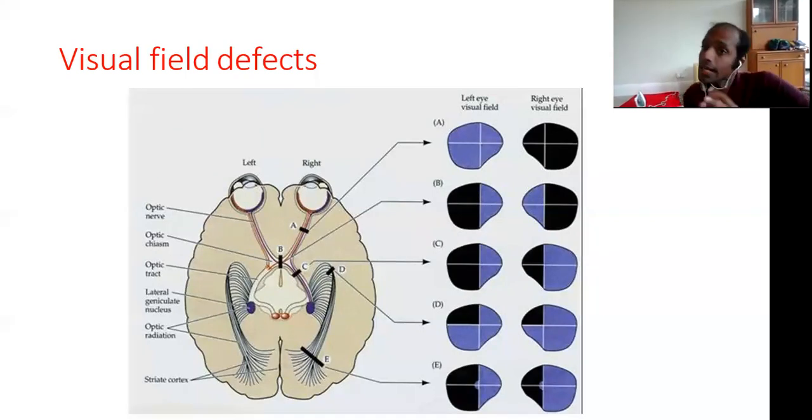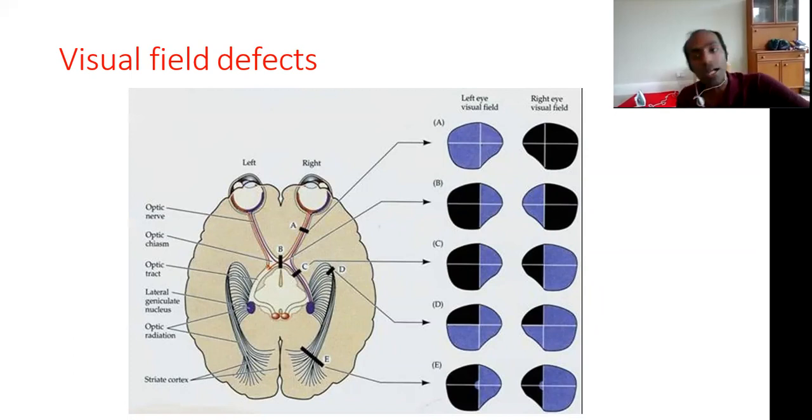A tumor is different. A tumor doesn't have vascular orientation. It destroys the whole occipital cortex. In that instance, the macula will be involved. And that is called macular splitting.